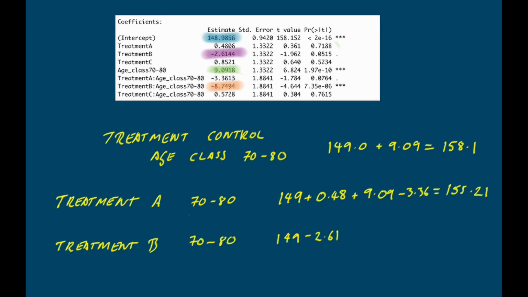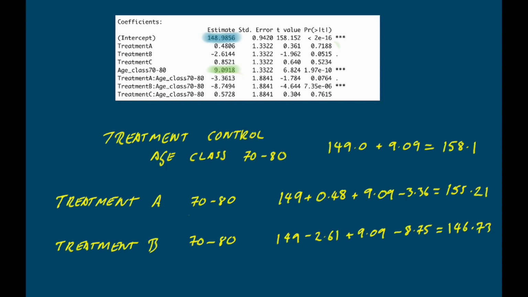Moving on to treatment B, once again we can calculate what the effect of treatment B is at age class 40 to 50, and that's 149 minus 2.61. Then we add the effect of age class, and then we have the difference in the effect of treatment B when you go from the younger age class to the older age class, which is minus 8.75. And that gives us a mean of 146.73.